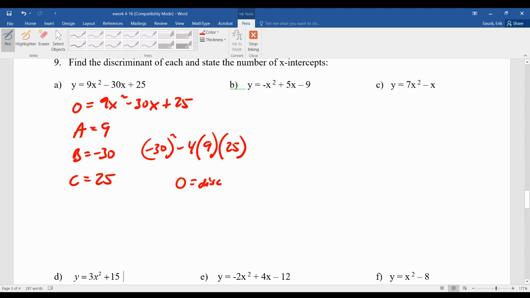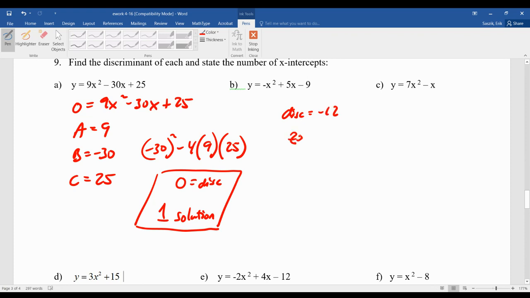And then how many x-intercepts are there going to be? If the discriminant is 0, there is one solution. Okay? I'm going to let you guys do this one yourself. You should get a discriminant of negative 12, which means there are 0 solutions.